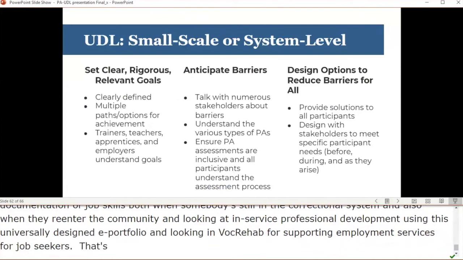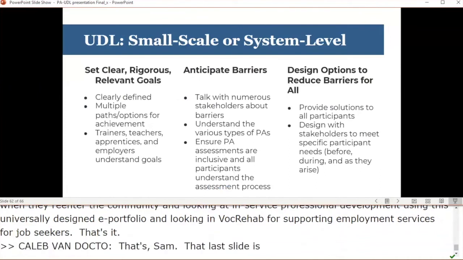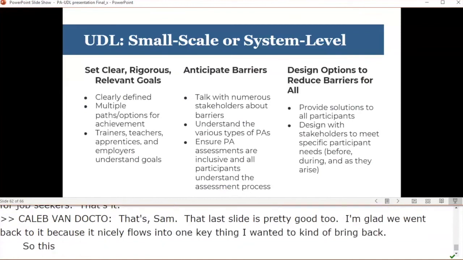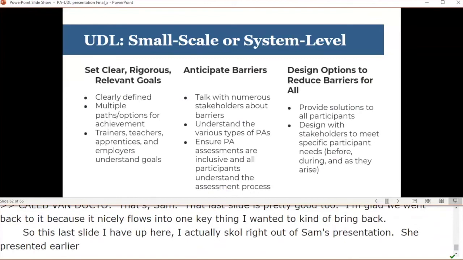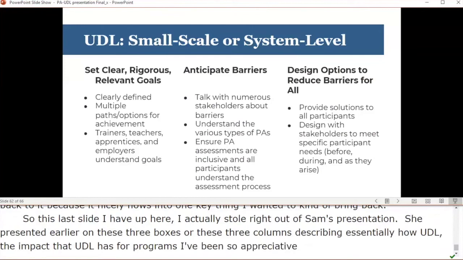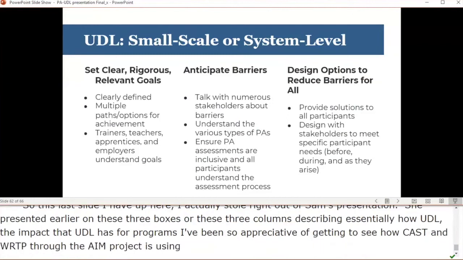Thanks, Sam. Yeah, and that last slide is actually pretty key too. I'm glad we went back to it, because it nicely flows into one key thing I wanted to bring back. This last slide I have up here, I actually stole right out of Sam's presentation. She presented earlier on these three columns, describing essentially the impact that UDL has for programs. I've been so appreciative of getting to see how CAST and WRTP, through the AIM project, are using IMT Folio to really design a program that all participants can engage in and interact with.